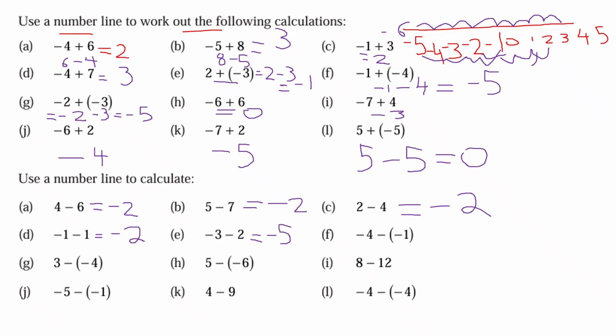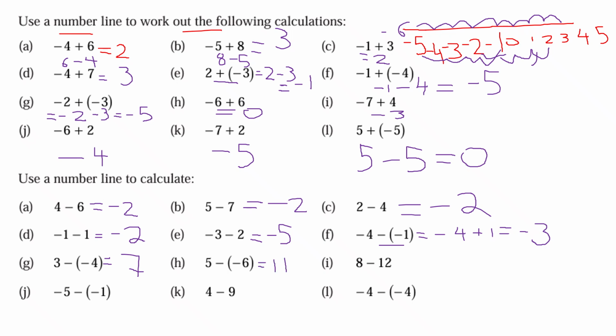Minus 4 minus minus 1 becomes minus 4 plus 1. Because the two minuses here, bang in the middle, become a plus, so minus 4 plus 1 is minus 3. So if you're taking away a negative, that becomes an addition, an add, or a plus as the sign of my sum. Part G, 3 minus minus 4 becomes 3 plus 4, which is 7. H, 5 minus minus 6 becomes 5 plus 6, which is 11.